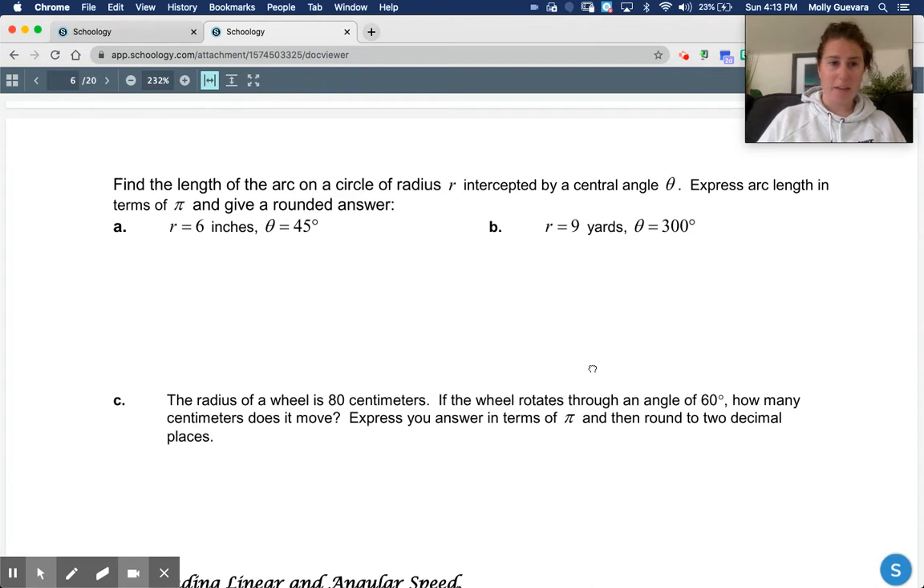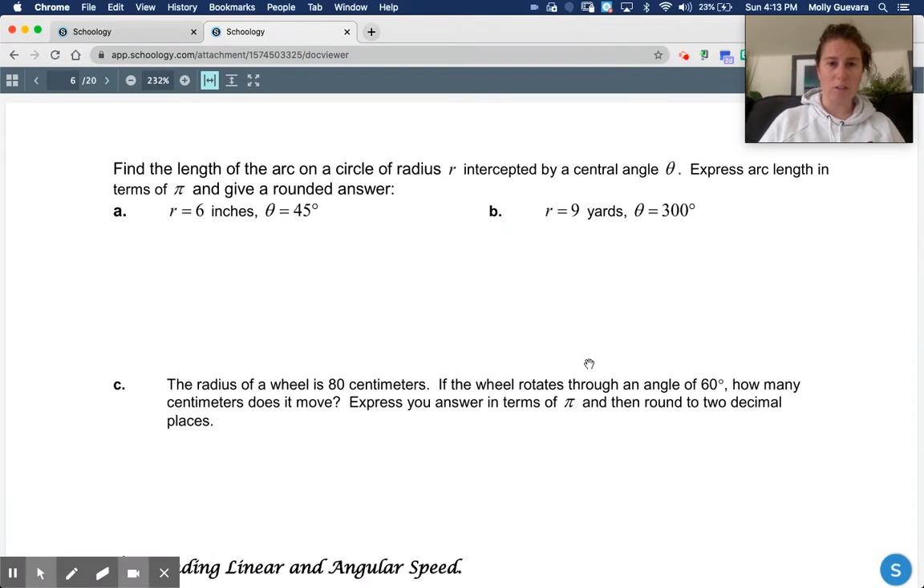Same thing, find the length of an arc on a circle of radius r, when we're given the radius, intercepted by the central angle theta. So I want you to try these two. Exactly what we just did, making sure that we are using our theta in radians and not degrees. So try A, B, and C, and then when you're ready to go over it, go ahead and hit play and we'll go through it.